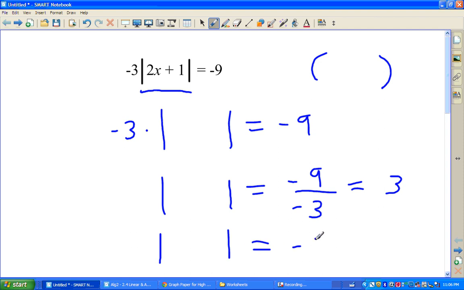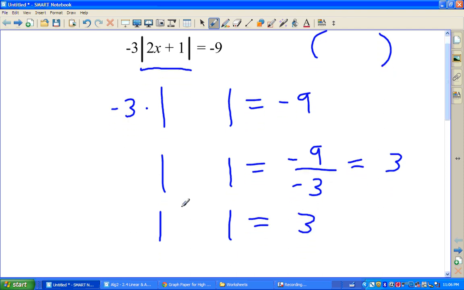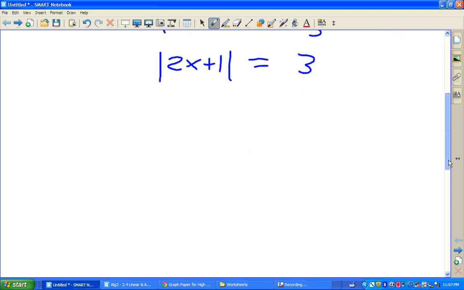Notice I haven't even bothered to write in there what's inside the absolute value because I don't care at this time. However, I do know it's 2x plus 1, and now I've isolated this, just like you should isolate parentheses in solving an algebraic equation. Now here's why I did that, because there are two situations that will make this equation true.